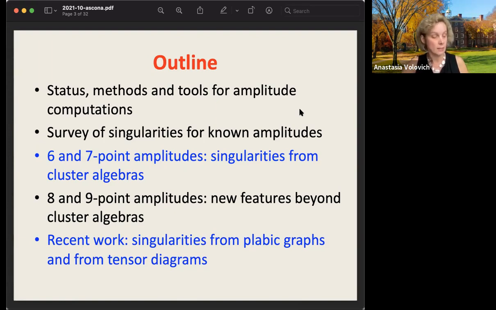That's a subject that has been studied extensively by mathematicians in the past 20 years. Then when we go to a higher number of points, 8 and 9 points, I'll explain that new features beyond cluster algebras start appearing and new methods and tools are needed. So I'll review some of other people's work using polytopes and tropical geometry to study these singularities at 8 and 9 points, and conclude with some of our recent work trying to understand these singularities from Plabic graphs and from tensor diagrams. Okay, any questions?